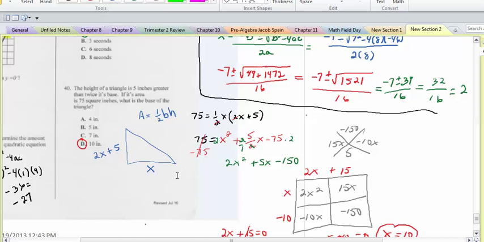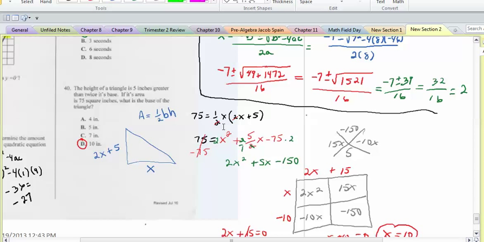I drew a picture of the triangle. I know that the height is 5 inches greater than twice the base. Well, here's my base. I'm going to call base x. So the height is 5 inches greater than twice the base. So now I'm going to plug it into the area, because we know the area is 75. That's where that 75 came from. 1/2 base is my x. My height is 2x plus 5.